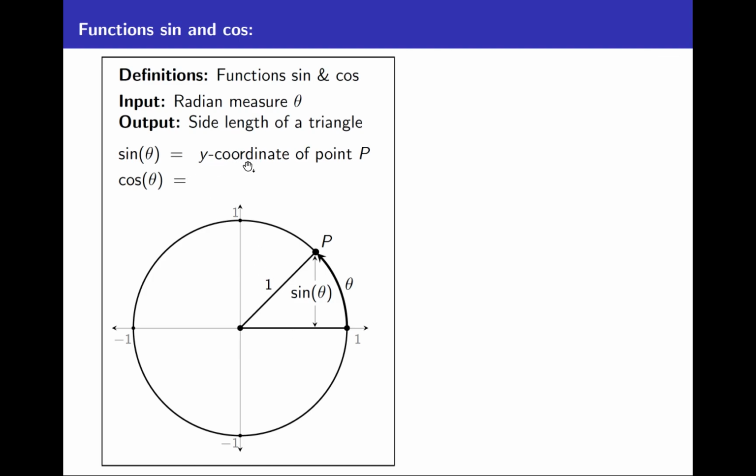Sine of theta is the y-coordinate of P. It's this distance right here. And cosine is the x-coordinate of the point P that's at theta radians. Cosine theta is the x-coordinate of the point P. So you can see here, cosine theta and sine theta are side lengths of this right triangle right here, whose hypotenuse is 1.